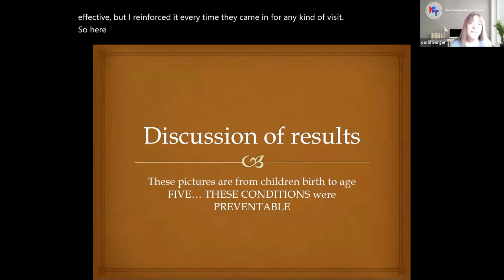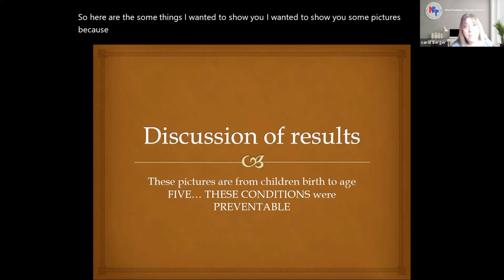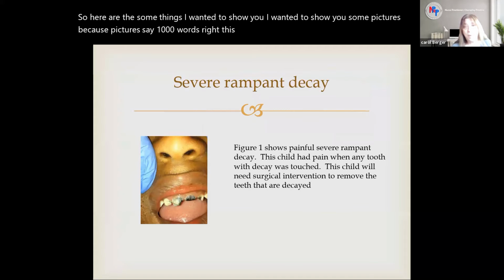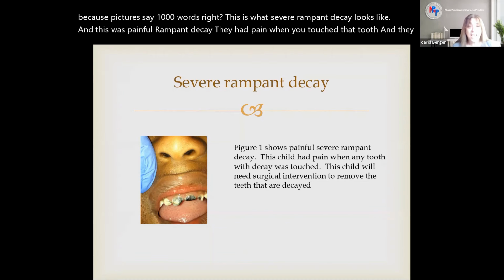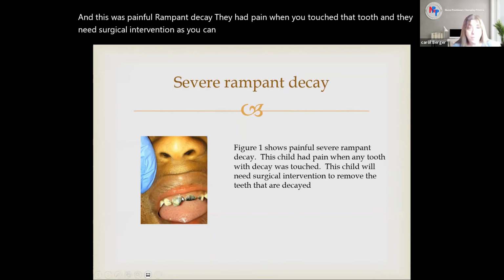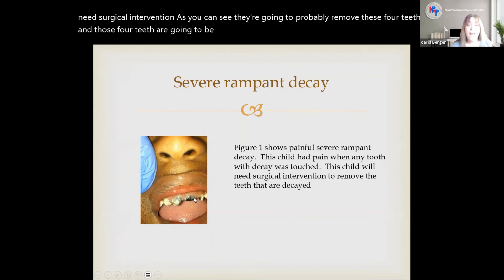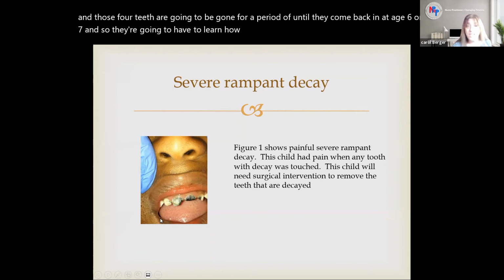So here are some things I wanted to show you. I wanted to show you some pictures because pictures say 1,000 words, right? This is what severe rampant decay looks like. This was painful rampant decay. They had pain when you touched the tooth, and they need surgical intervention. As you can see, they're going to probably remove these 4 teeth, and those 4 teeth are going to be gone until they come back in at age 6 or 7. And so they're going to have to learn how to eat without 4 of their front teeth, and probably many of those bottom teeth too.